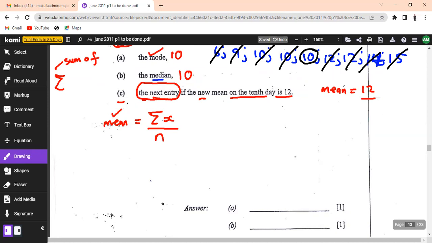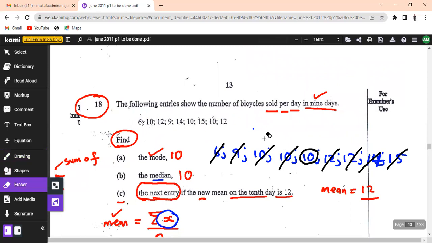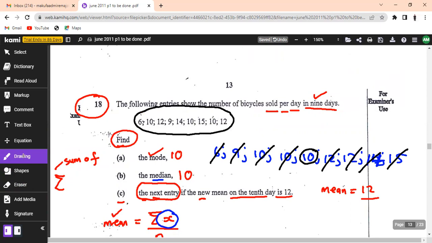Our mean is 12 here, so we're going to formulate an equation and see how it's going to be. So the mean, we said, is 13. So 13 is equal to sum of terms. What you're going to do is add the 9 terms that we were given before, because we are having the 10th entry this time. These entries are for 9 days. If you add them, they are going to give you 98, which corresponds to 9 days.